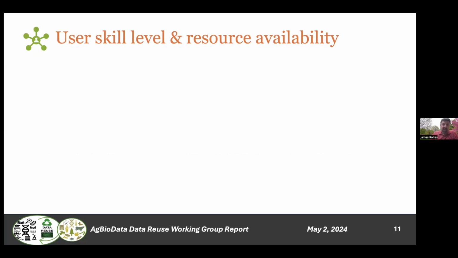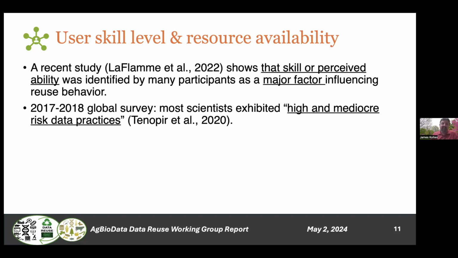Another challenge I think that our working group felt was maybe at times underappreciated was thinking about user skill level and resource availability. A lot of times when we talk about data reuse, we talk about getting sequence data, for example, out there. It's at the database, great. But do people really know how to access that, retrieve it, use it, check it for quality, go through all of the processes that are needed to use that data in an effective way?